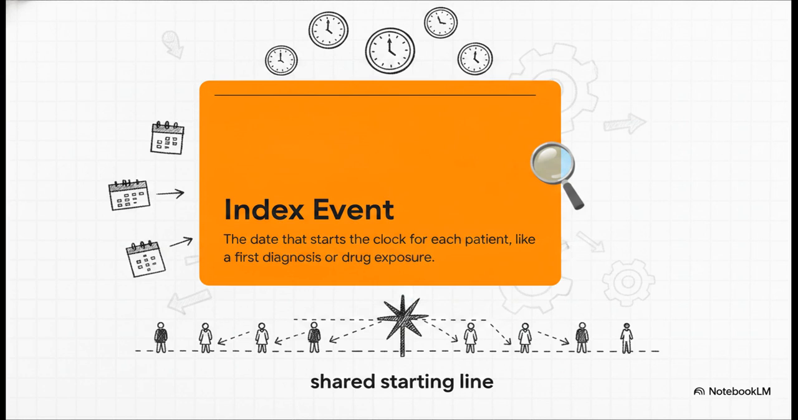Once you've nailed down your PICO, you need to define your index event. Think of this as the starting gun for your analysis. It's the specific date that starts the clock for each patient. This brilliant little concept aligns all your patients to a shared starting line, even if their actual real-world calendar dates of treatment were literally years apart.